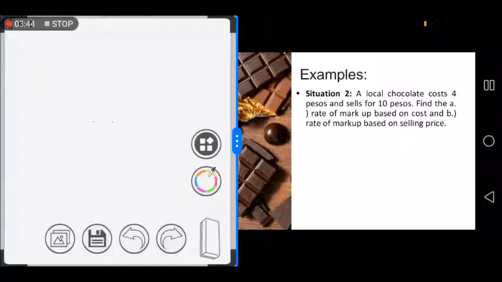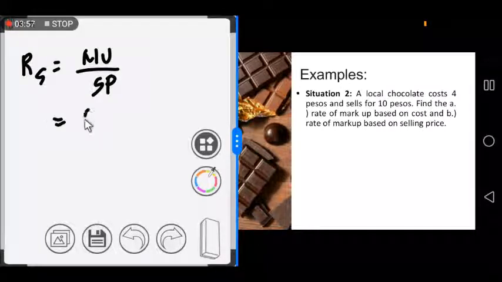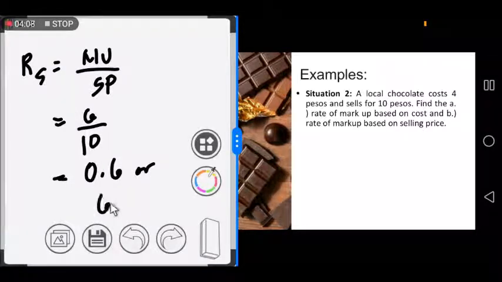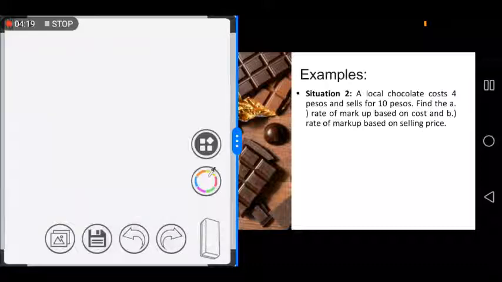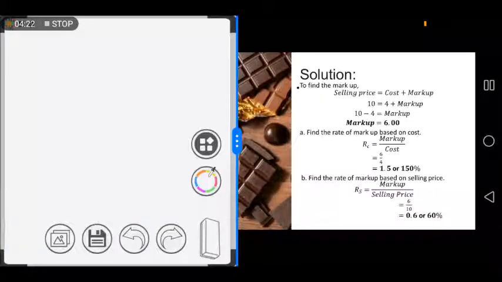Next, for the rate of markup based on selling price. So, rate based on selling price is markup over the selling price. Our markup is 6. Our selling price is 10 pesos. Dividing the two, we will have 0.6, just like earlier. So, 60%. So, this is our solution as well.